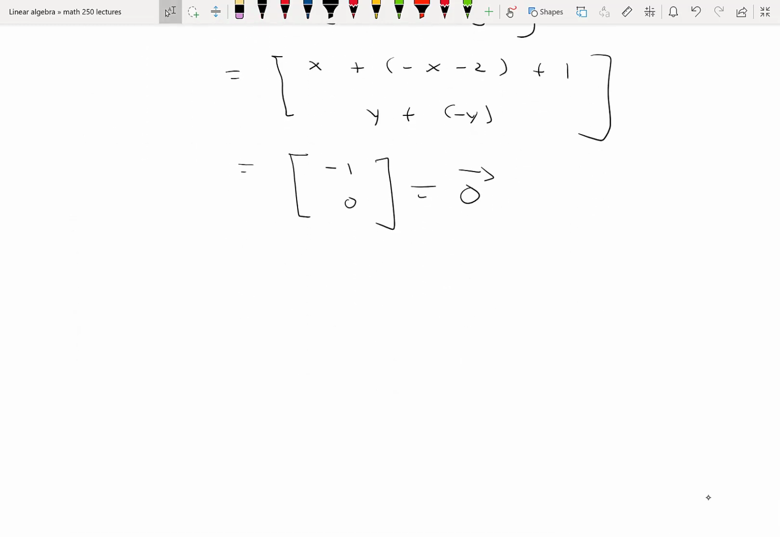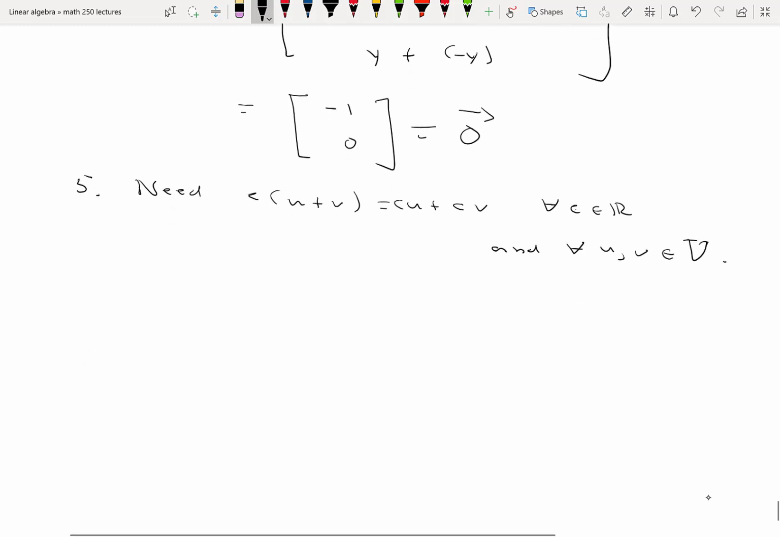I know it's not a vector space. So at least one of these properties needs to fail. Well, we're not doing so well yet. Number 5. I need that C times (U plus V) equals CU plus CV for every scalar C and for every U and V in the vector space. Let's do it.